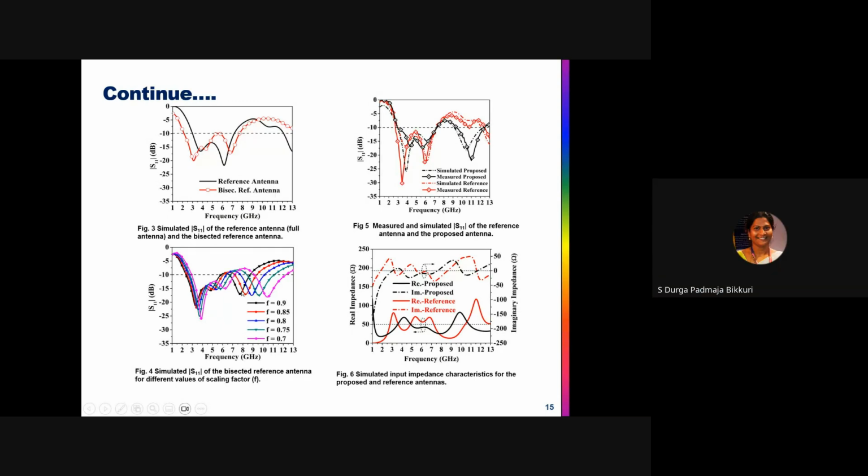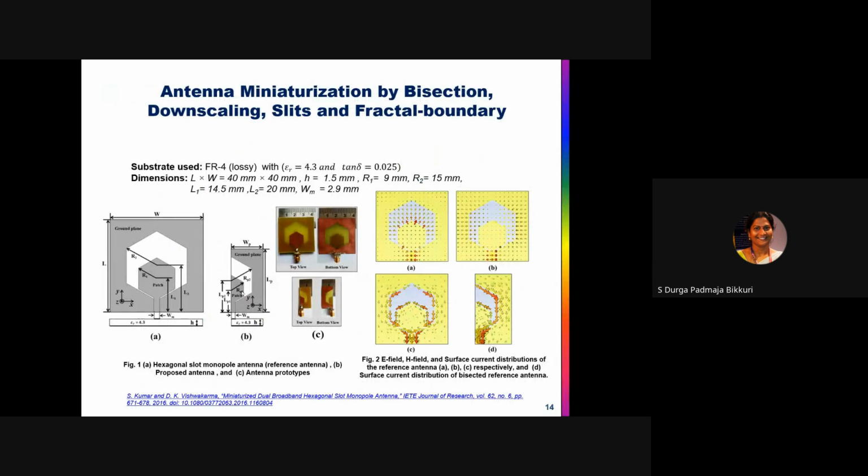Sir, actually, there is one reference antenna and a bisected antenna. Bisected shows there is a change of geometry. Is there any technical reason why they have to keep this shape only, or in this region only?